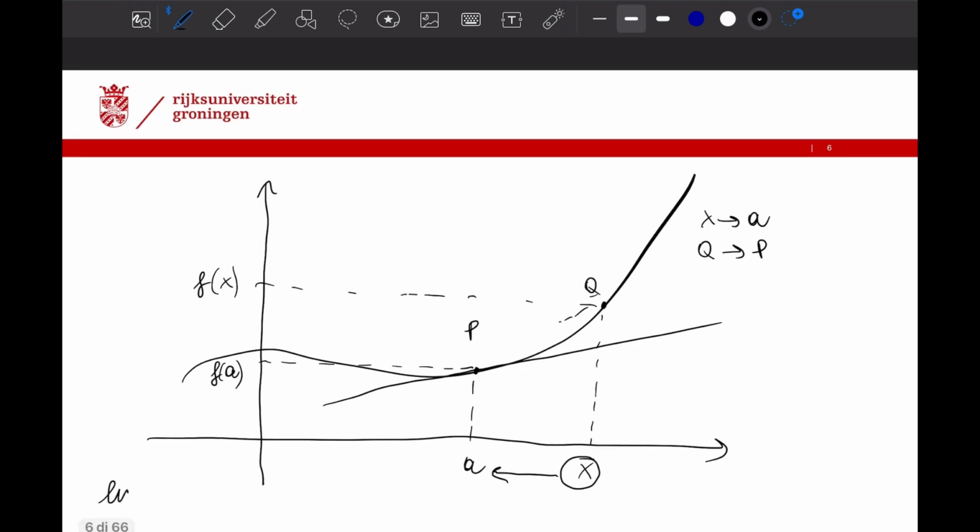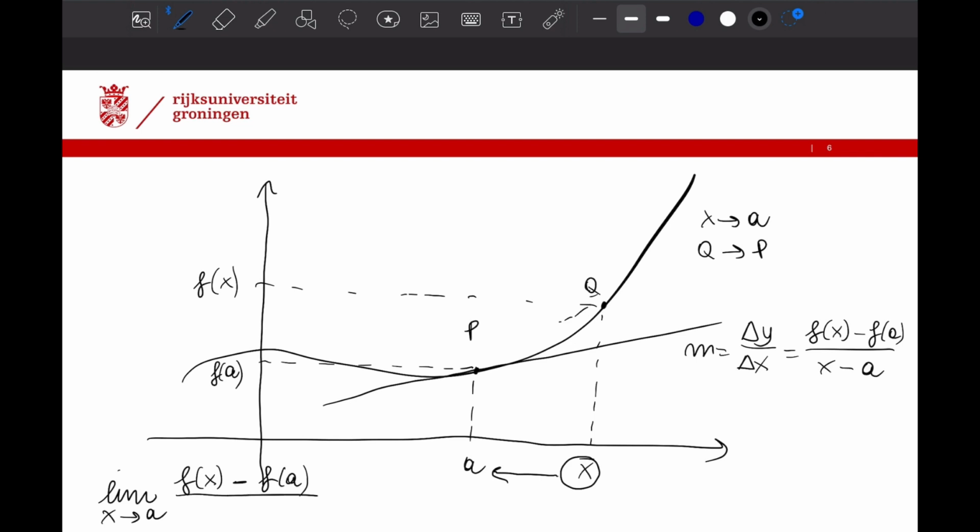So, limit as x goes to A of what? Of basically the slope of this secant line. The slope of the secant line again is delta y over delta x. So the delta y would be f of x minus f of A, over the difference in x coordinates, which would be x minus A. So the limit as x goes to A of f of x minus f of A over x minus A should give me the slope of the tangent line that passes through P. This is basically the idea. This is basically the definition. We will actually see it in the next slide. So this is an important concept.